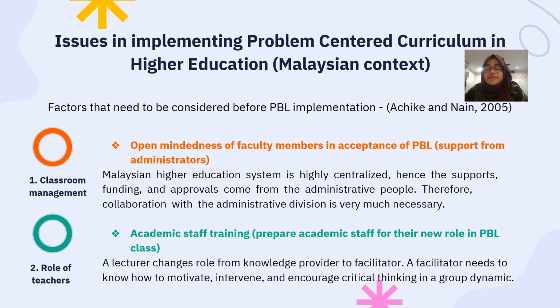Now, academic staff training is the second most important factor in implementing a problem-centered curriculum. Why we need to train academic staff for this kind of curriculum is the staff need to be trained for their new role in the problem-based learning class, because what happens is a lecturer changes their role from the knowledge provider who gives the lectures to a facilitator. Now, what is the role of a facilitator? A facilitator only facilitates discussions, not give lectures regarding the problem.